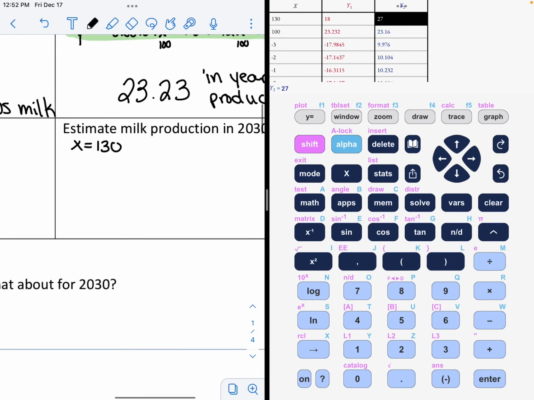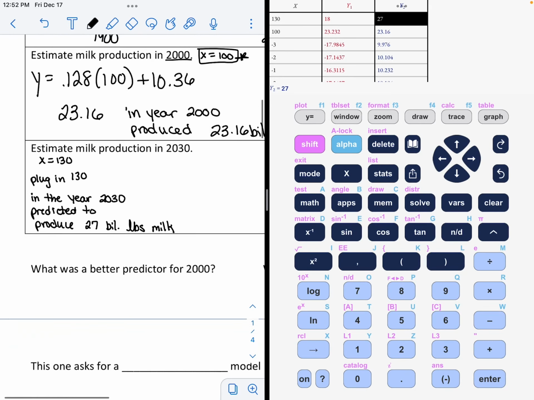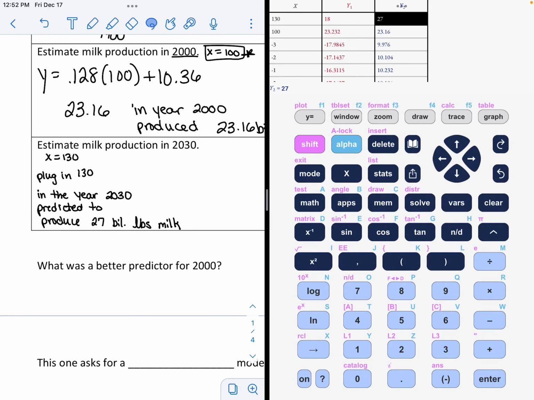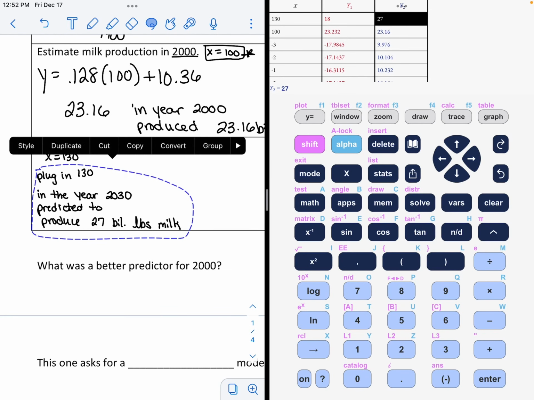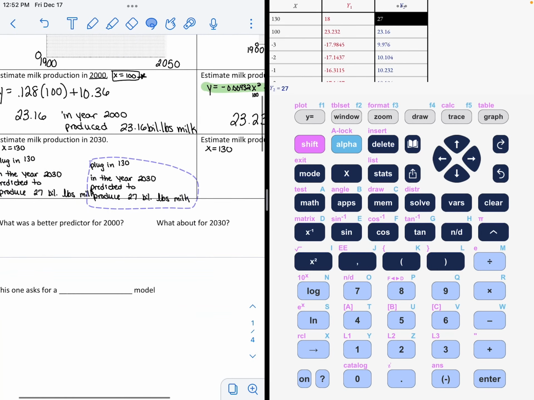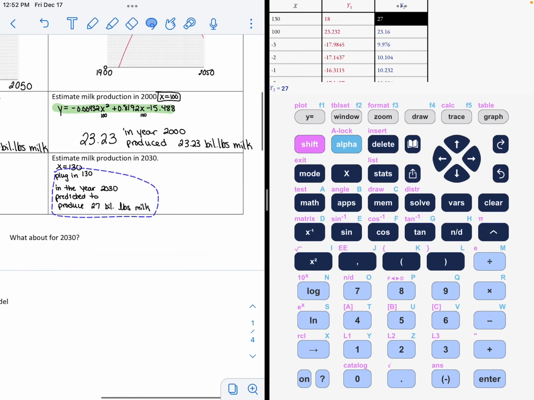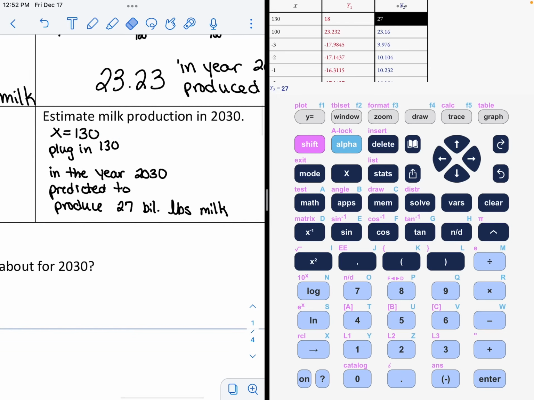Now let's plug 130 into our quadratic. I mean, just because I feel a little lazy. Put that over here so I can just type erase. What does our quadratic model give us? If you put in, look at that. If you use the quadratic model, it predicts it to only be 18 billions of pounds of milk.